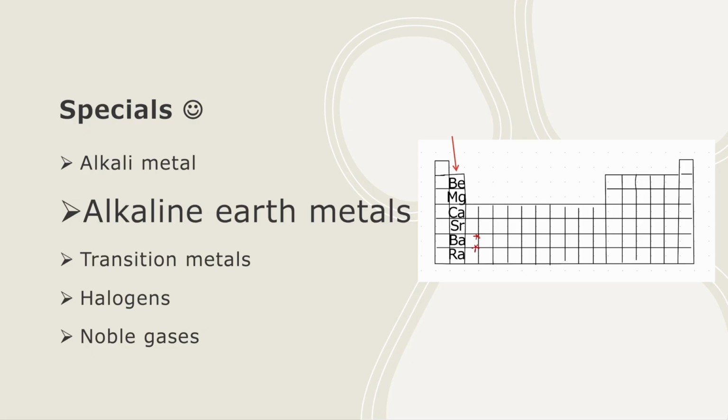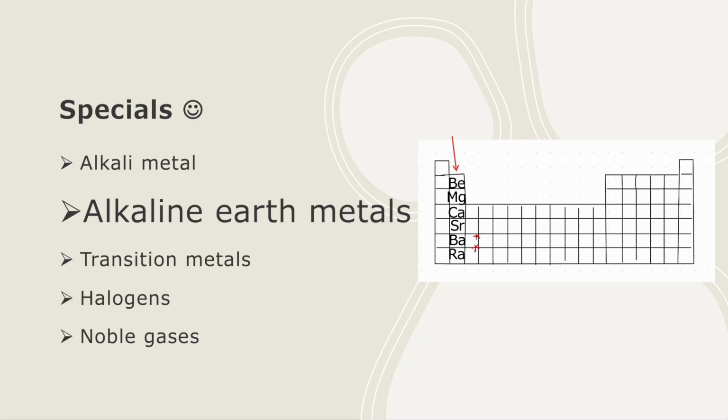Now, what are the examples of them? We have beryllium, magnesium, calcium, strontium, barium, and radium. And you need to know that radium is radioactive, okay? These metals are commonly found in minerals in the Earth's crust, hence the name alkaline earth metals. For example, calcium is found in limestone and bones, while magnesium is in chlorophyll, the green pigment in plants.